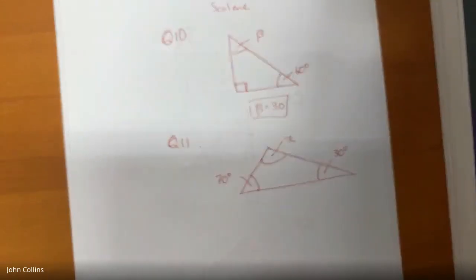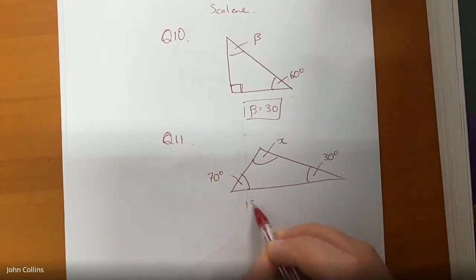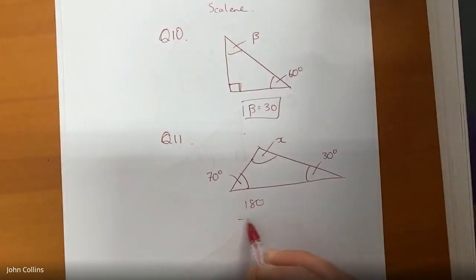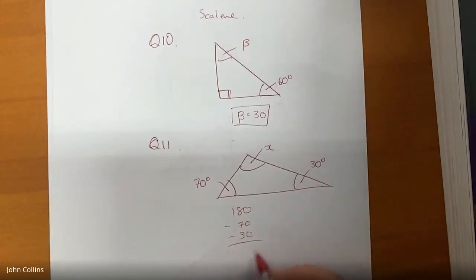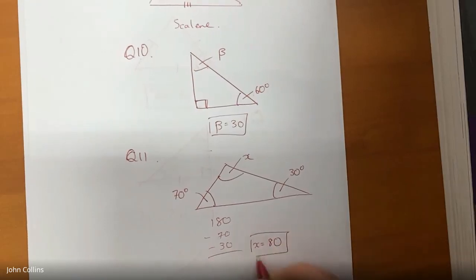Okay, what's X? Okay, so a lot of 80s coming in. So the whole thing's 180. Take away 70, take away 30. And that leaves me with 80, I think. So you take away 100. 80. X is 80. Yes.